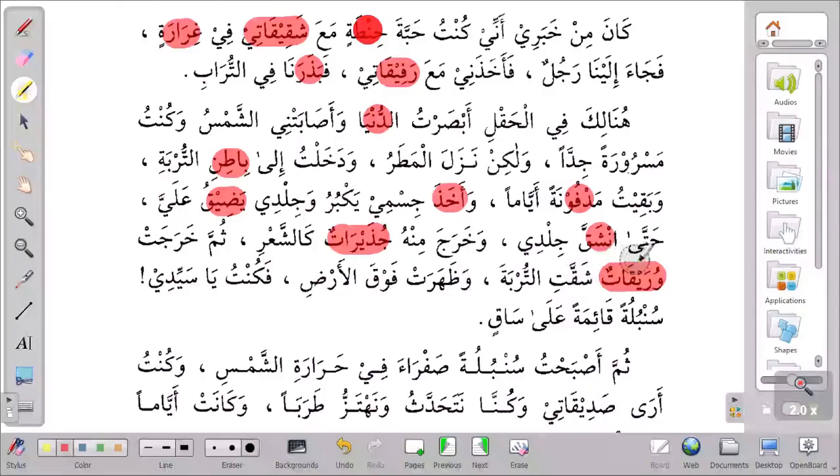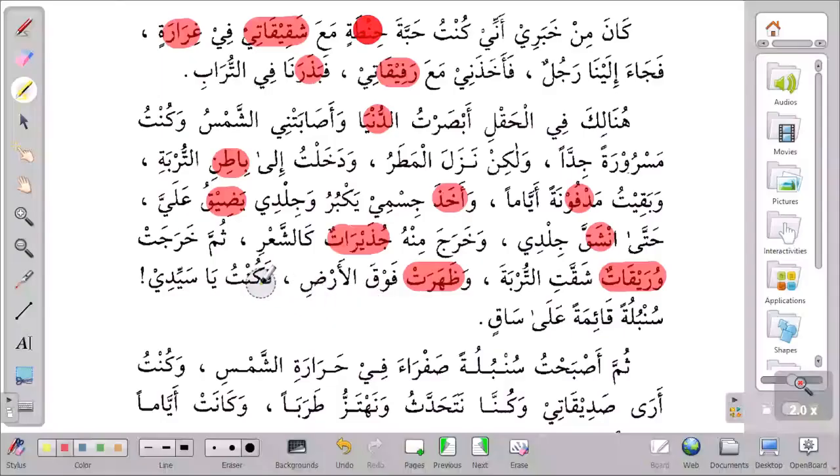So afterwards, several small leaves came out, shaqqat turba. They split open the sand. So they split open the sand, and then they came out. وَظَهَرَتْ فَوْقَ الْأَرْضِ. And then they appeared. Zohara is to appear, to appear and become visible. That's Zohara. So, وَظَهَرَتْ فَوْقَ الْأَرْضِ, and then they were apparent above the earth.